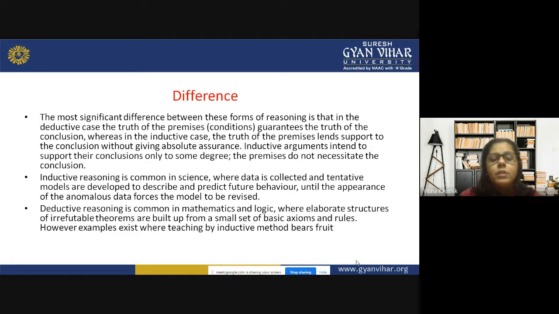Deductive reasoning is common in mathematics and logic. Deductive reasoning is more commonly used in the subjects of mathematics and logic, where elaborate structures of irrefutable theorems are built up from a small set of basic axioms and rules. However, examples exist where teaching by inductive methods bears fruit.